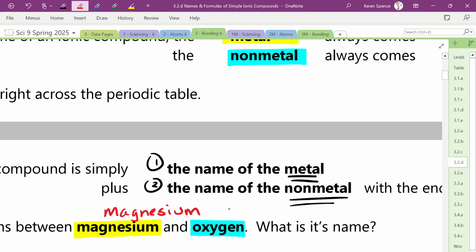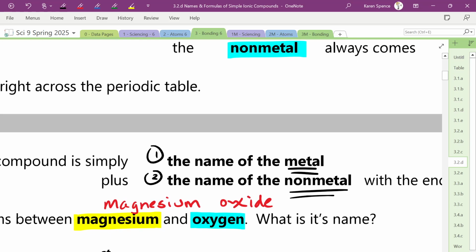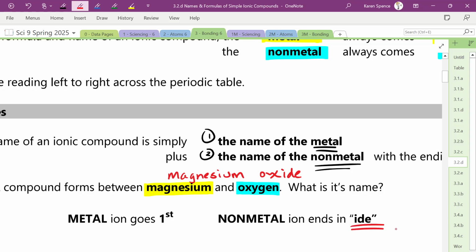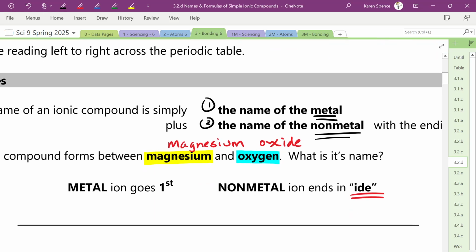Magnesium keeps its name. That's our metal. Oxide. I don't know what's with my X. That's a weird X, but that's okay. So the metal goes first, and the nonmetal ends in ide. How many syllables for our nonmetal? 2 syllables. Nonmetal ions generally have 2 syllables. So not oxyide, not oxyide, oxide.